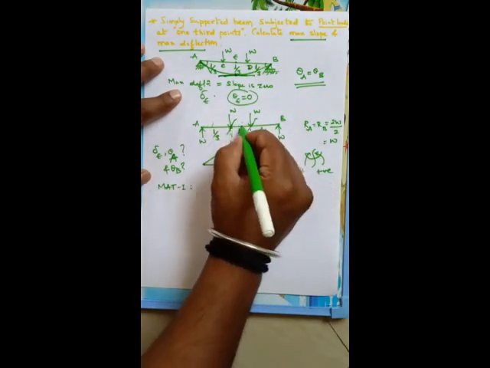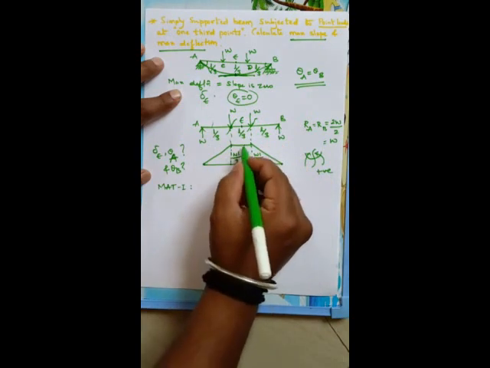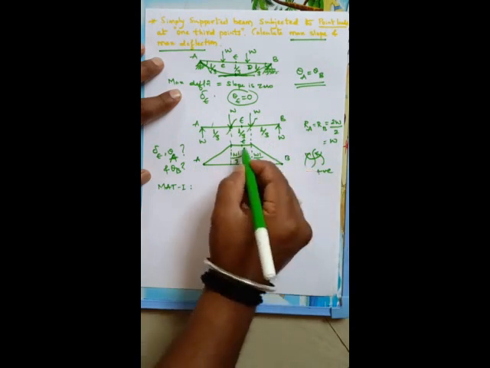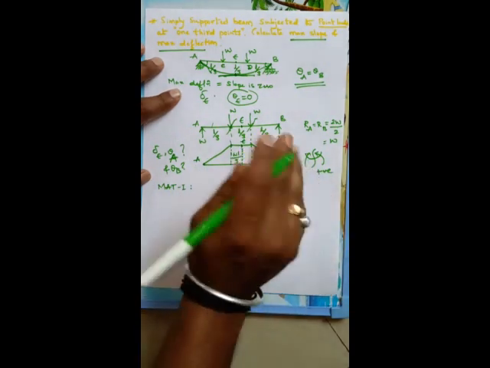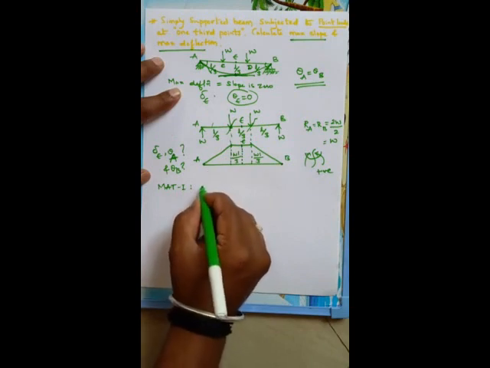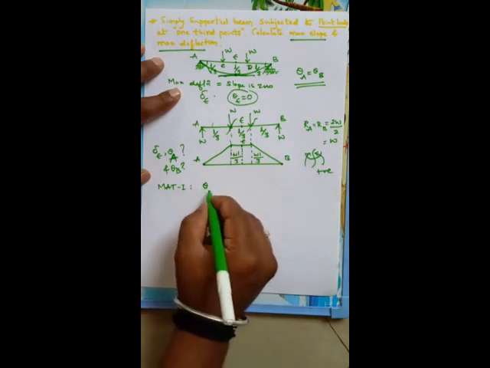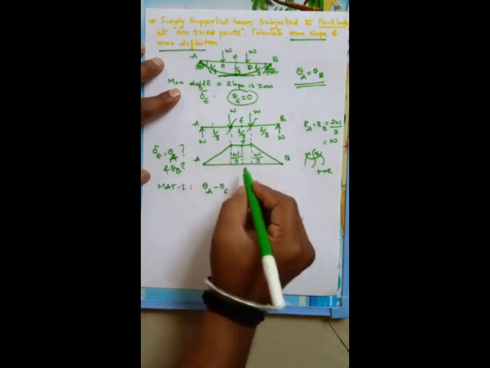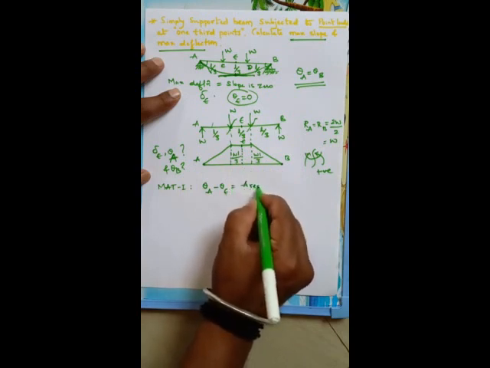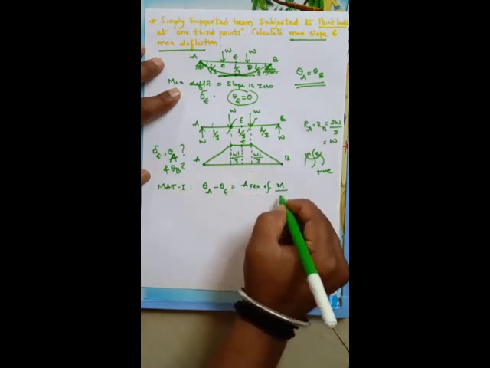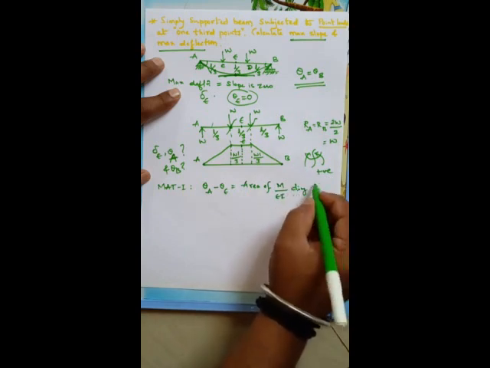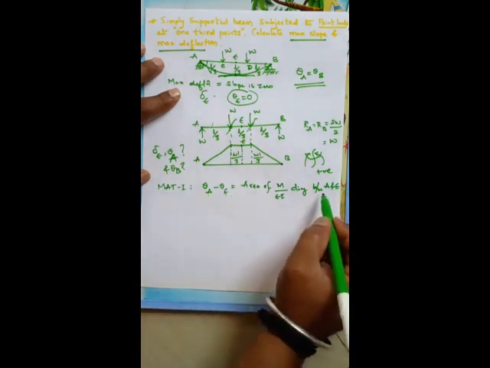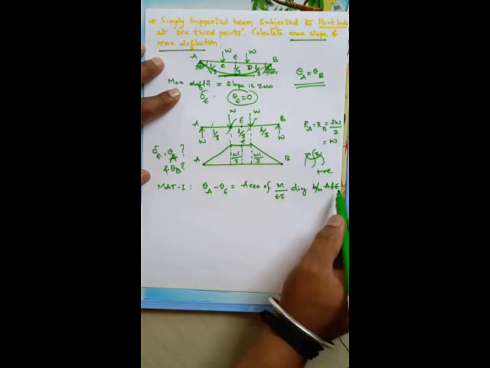So here if I represent it, point E is somewhere here, exactly at the center. So in the diagram, this is E, this is B. If I draw a line here, for the time being, first we'll write this statement: theta A minus theta E equals the area of the M by EI diagram between A and only E. You are finding the M by EI diagram between only A and E.